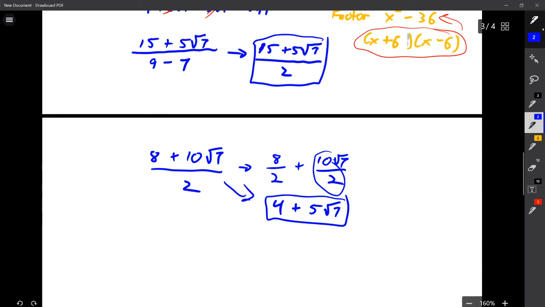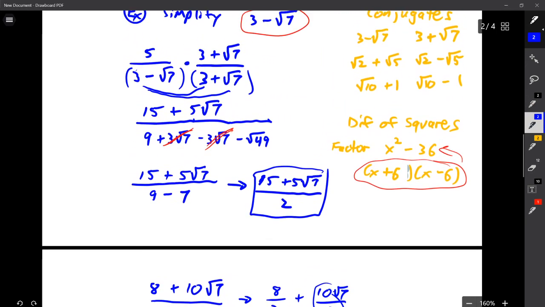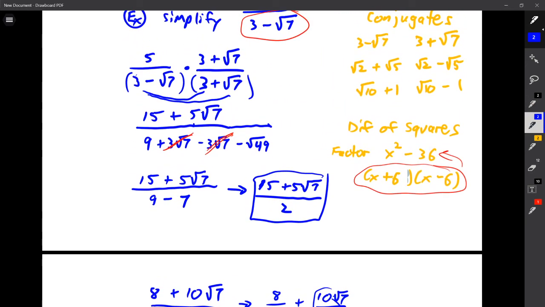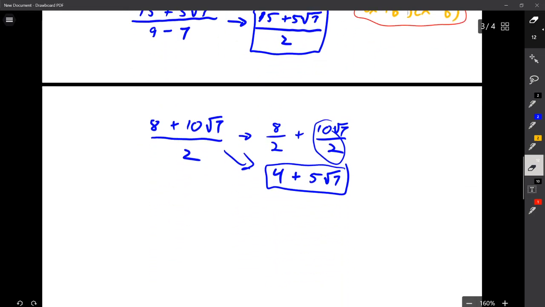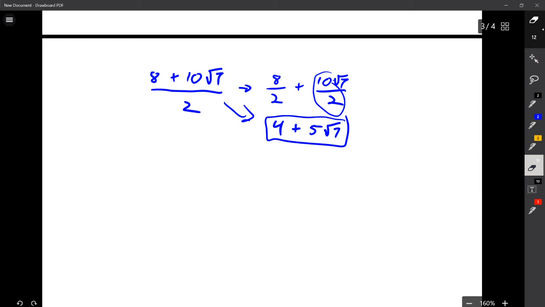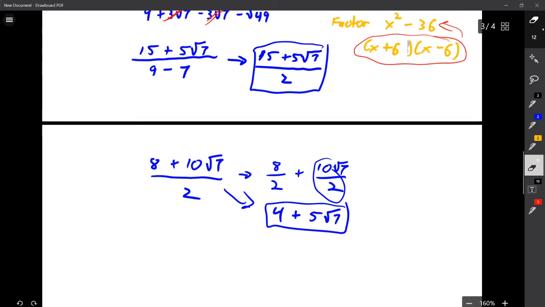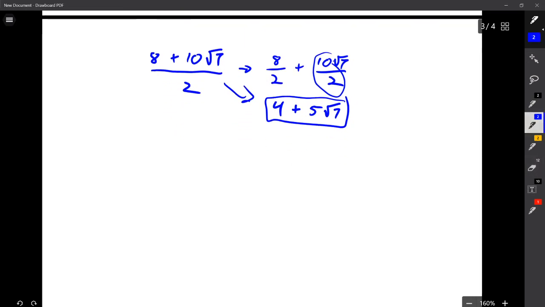Okay? All right, so that's that tool: when you have two terms in the denominator, like this, and one of them is a square root, you simplify by multiplying the top and the bottom by the conjugate of that denominator that you have. Okay, that's that kind. All right. Another example, not necessarily this, but something that might trip some of you up.